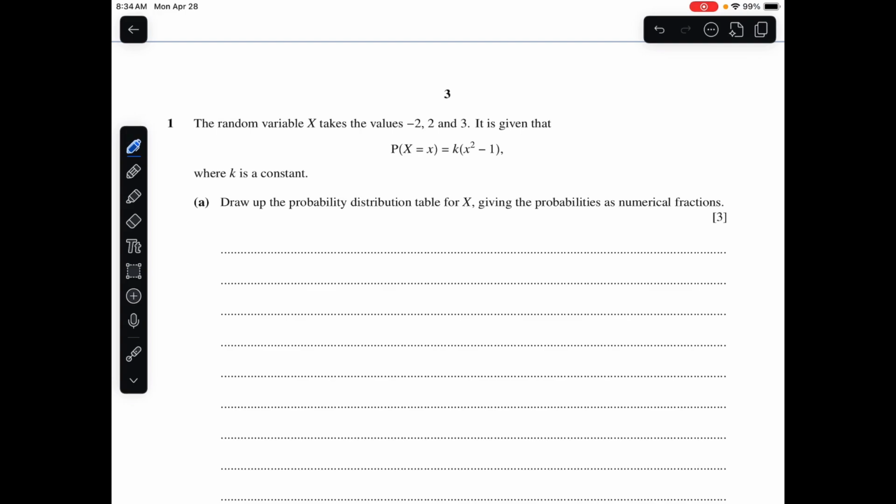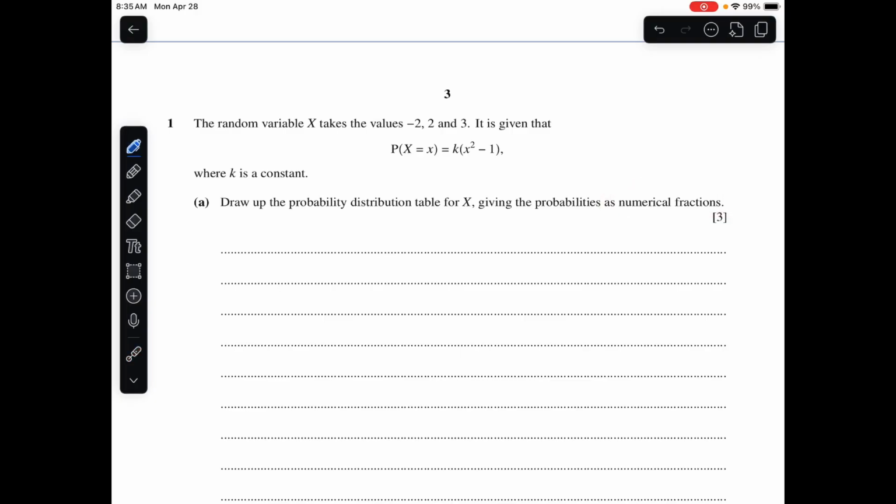So question number 1: the random variable x takes the values -2, 2 and 3, and it's given that the probability x equal to x is k times x squared minus 1, where k is a constant. Draw up a probability distribution table as numerical fractions. Important to remember that it has to be numerical fractions.